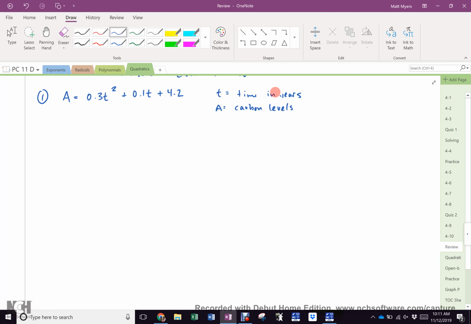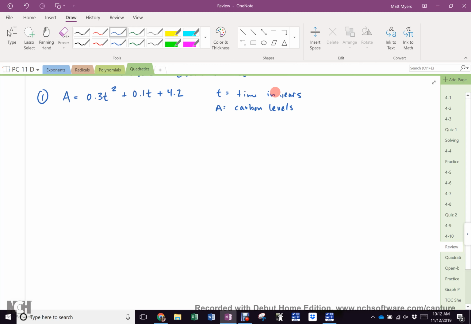Okay. Now I am telling you the carbon level is 300. That's when we're in big trouble. How could you use this to tell me when that would happen? 300 for A, and then do what? Isolate for T. Now, since T is squared, there's going to be two values, aren't there? One will probably be what? Negative, and one will be positive. Will the negative one help? It's not going to happen unless we've already passed it, right? In which case, we would know that we were screwed.